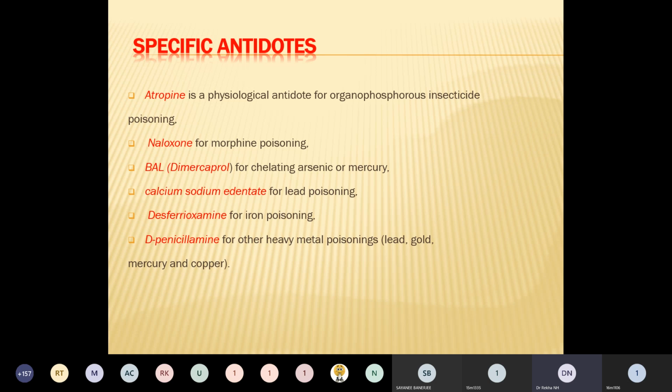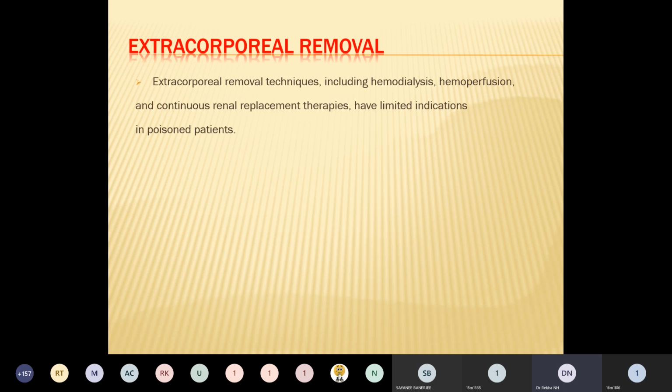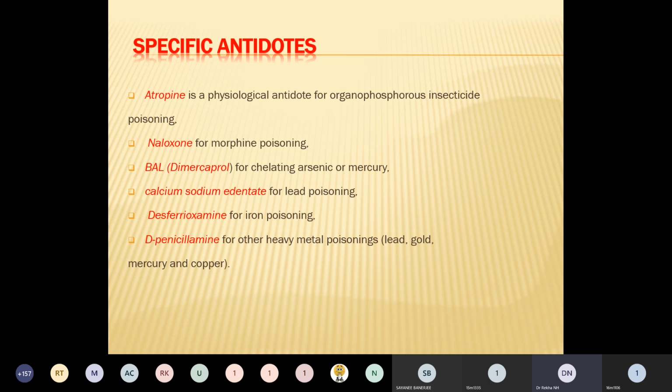So this is the list of specific antidotes, the few common toxin antidotes that I have just told. One is atropine, an antidote for organophosphorus poisoning; naloxone for morphine overdosage; BAL, that is dimercaprol, a chelating agent for arsenic or mercury; calcium sodium EDTA for lead poisoning; desferoxamine, which we should commonly know, for iron poisoning; and D-penicillamine for heavy metal poisoning like lead, gold, mercury or copper.